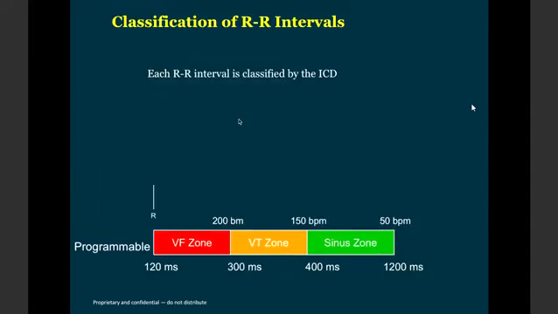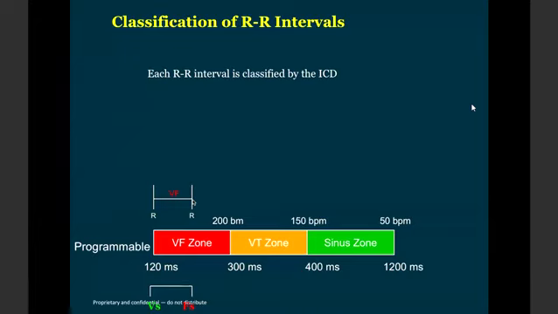As you can see here, if a tachyarrhythmia falls in this zone, this is the VF zone, this is the VT zone, and this is the sinus rhythm zone. And here are the numbers given in cycle length. Lower the cycle length, more rapid is the rate. So if an arrhythmia were to be confined to this level, it will be classified as a ventricular fibrillation, and it will be marked as FS, meaning fibrillation is sensed.